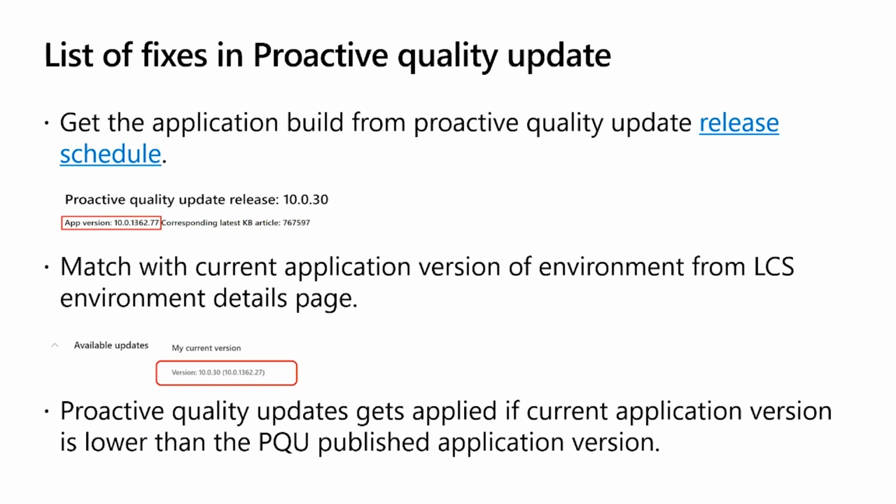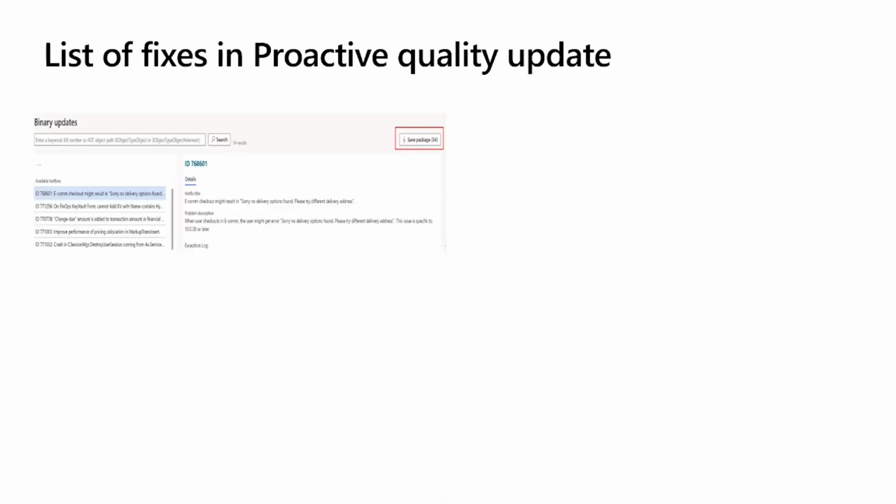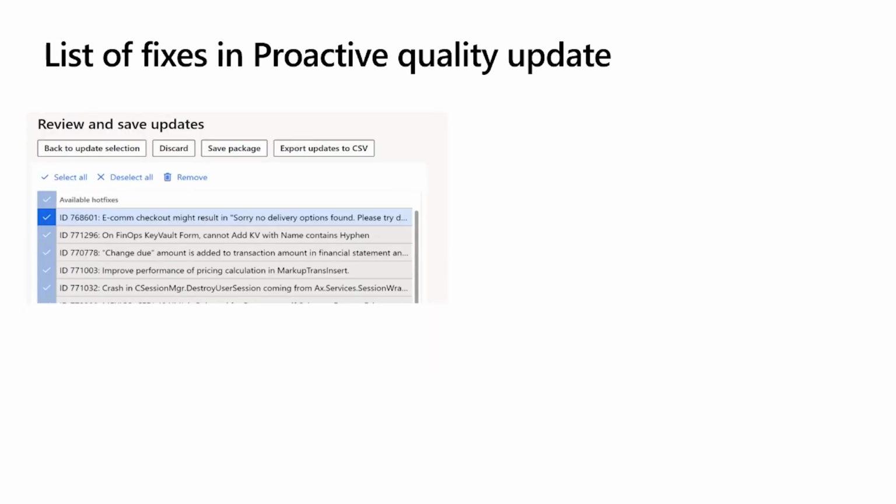Now the next step is how to identify what goes between .27 and .77. So moving on, you can click on view update, and then it shows you the list of all the hotfixes, and you can choose to save the entire package. Then you can select all from the next screen, and you can export these updates to a CSV file.